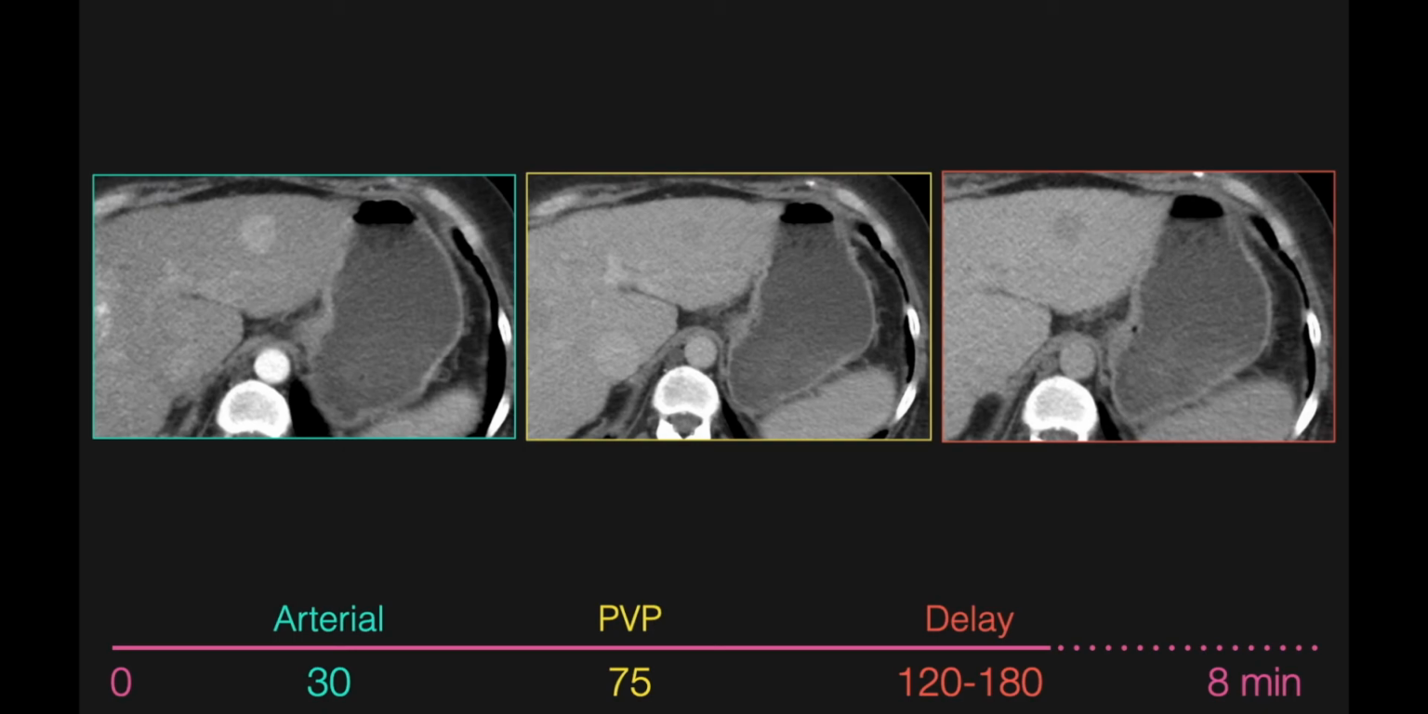Many hepatocellular carcinoma protocols also include a delayed phase, which can further increase confidence in washout, which is an essential characteristic for making the diagnosis of hepatocellular carcinoma. Such delayed phases are usually done at the 2 to 3 minute mark, but in practice, HCC can usually be diagnosed with arterial and portal venous phases alone.